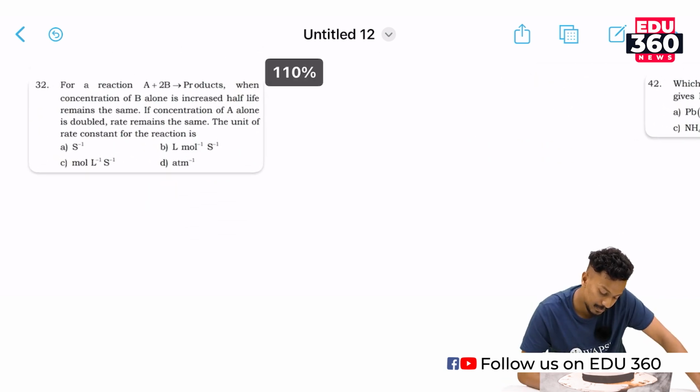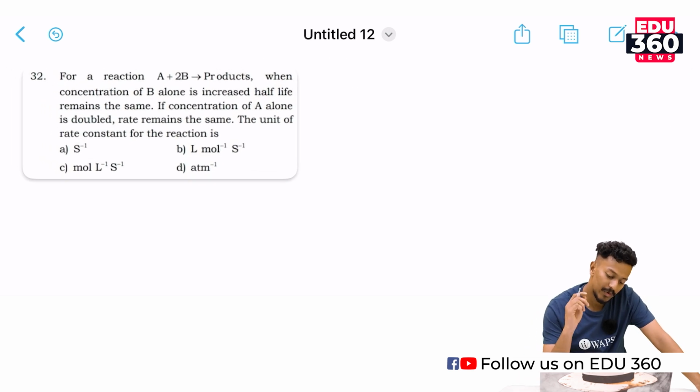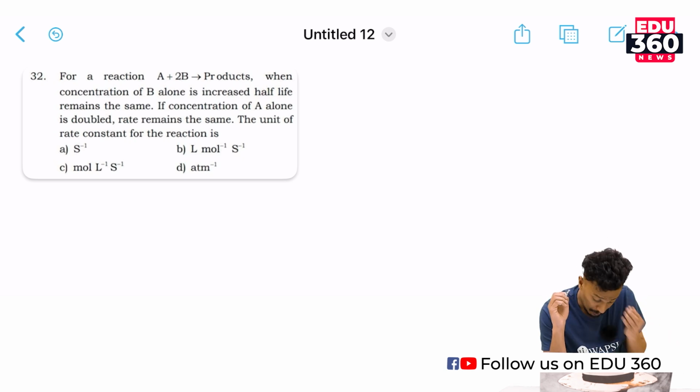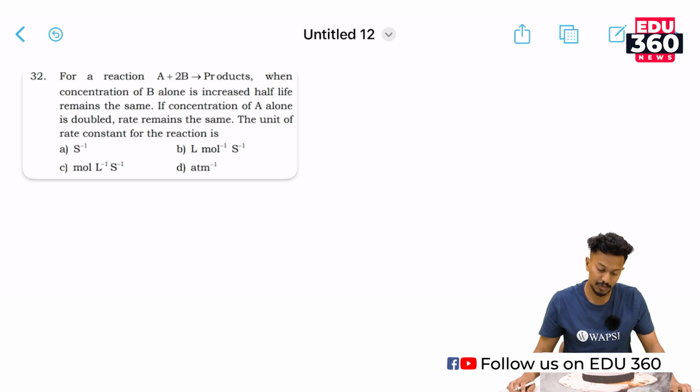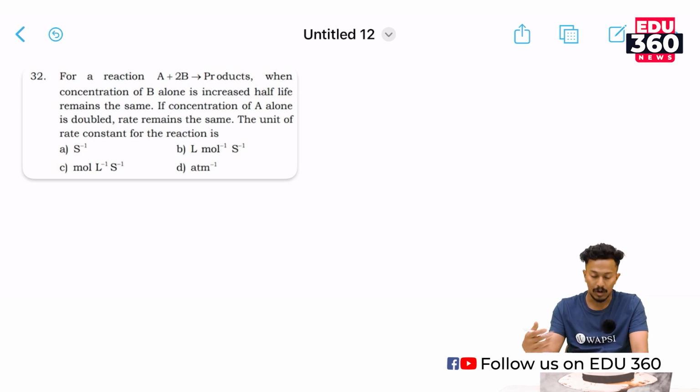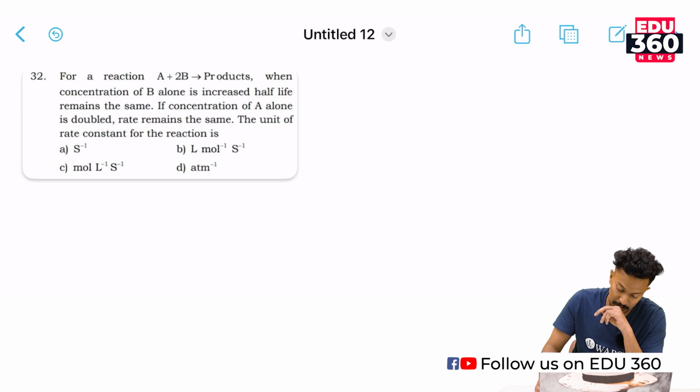A reaction A plus 2B gives products. When concentration of B alone is increased, half-life remains the same. If the concentration of A alone is doubled, the rate remains the same. The unit of the rate constant is asked. We have discussed this question earlier in the previous question paper. Chemical kinetics is an important chapter, and many questions are from chemical kinetics. So let me look at this one.